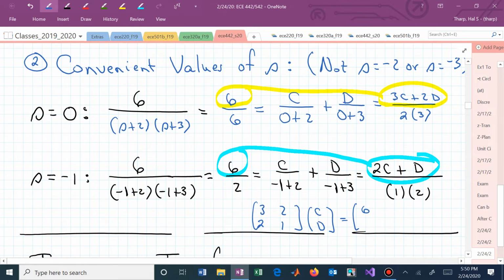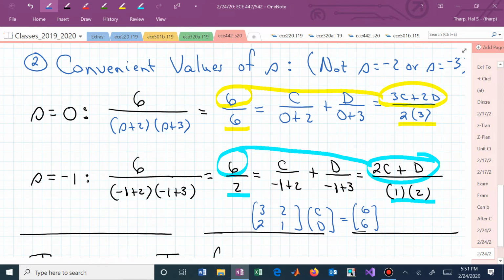And the reason I can just compare numerators is my denominators in both cases were the same. Here I had a 2 and a 2, and here I had a 6 and a 6. So that allows me to just focus on the numerators. And I then have, for the second equation, 2c plus d equaling 6 as well.